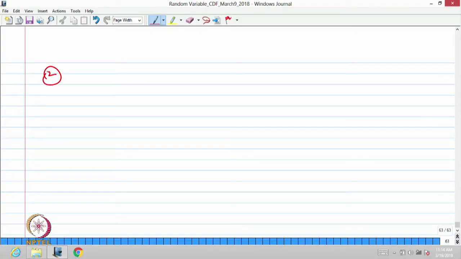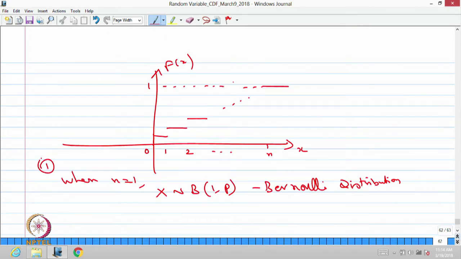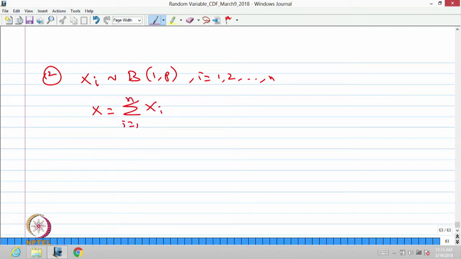Second remark. Whenever you have a Bernoulli distributed random variable with the parameter p, for n such random variables, if you create one random variable as a sum of Xi's, i equal to 1 to n, that means each random variable is a Bernoulli, that means either it takes a value 0 or 1, and you create a random variable as the sum of n such Bernoulli distributed random variables, and you make one assumption: all are independent random variables.